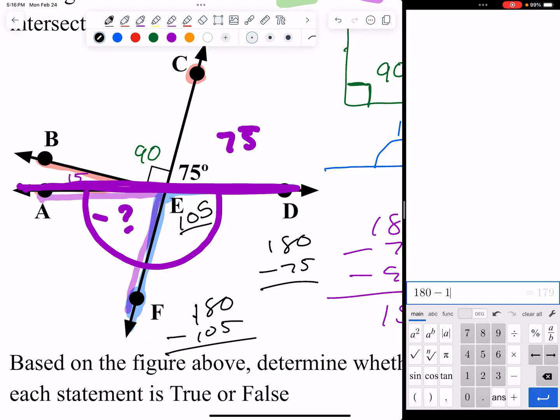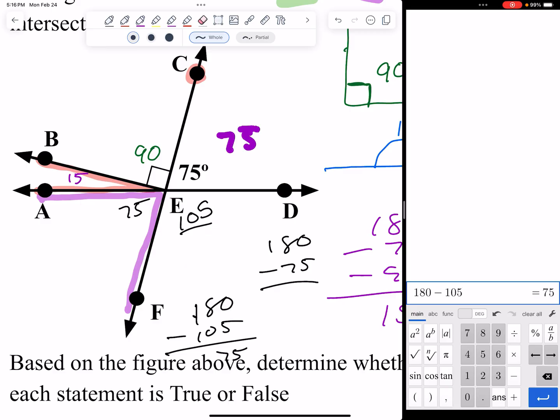180 minus 105, not 15. And I get 75, which means that this missing piece right here is 75. So now I'm going to clean all this up. One of the things I'll remind you of is that it's easier to find all the measurements. That's usually what I tell my geometry kids in high school: let's just find all the angles that we can, and then it'll be faster to answer the questions.